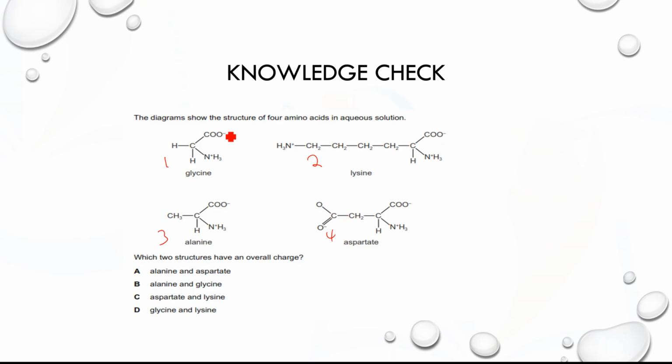Now, if you check this, this is negative, this is positive. No overall charge. This is positive, this is negative, nothing here. So this is none, no overall charge. Right? This is negative, this is positive, they cancel out. But there's a positive charge here. This is positive. This has an overall charge of positive. If you check this, negative and positive cancel out. But there's a negative here. So this is negative. That means lysine has an overall charge and aspartate has an overall charge. Aspartate and lysine, that's C. So it's not this, not this, not that, but that.